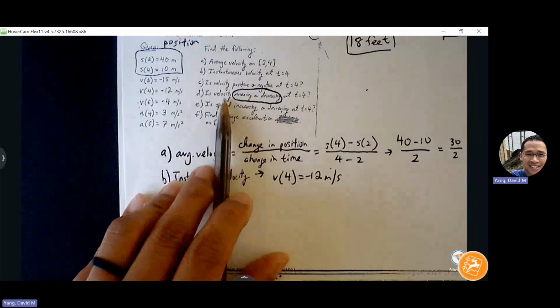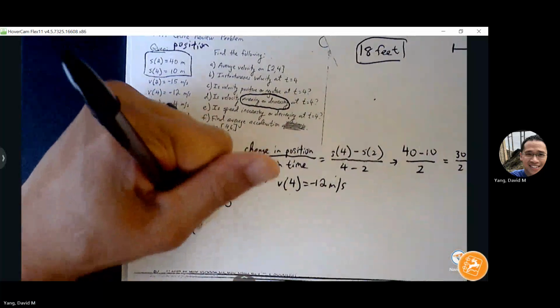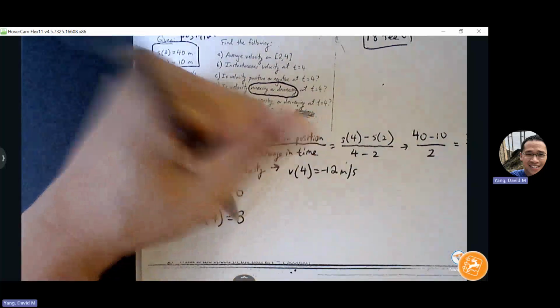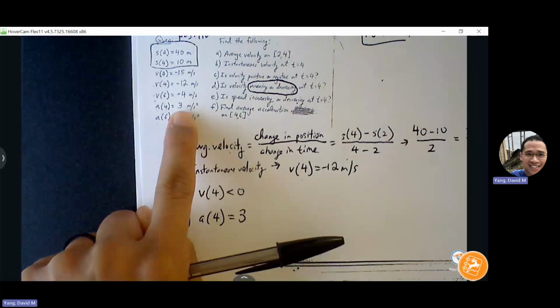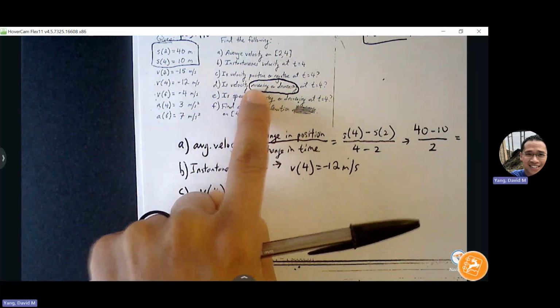So what do you know about acceleration at t equals 4? Positive or negative? Positive, therefore velocity is what? Increasing.